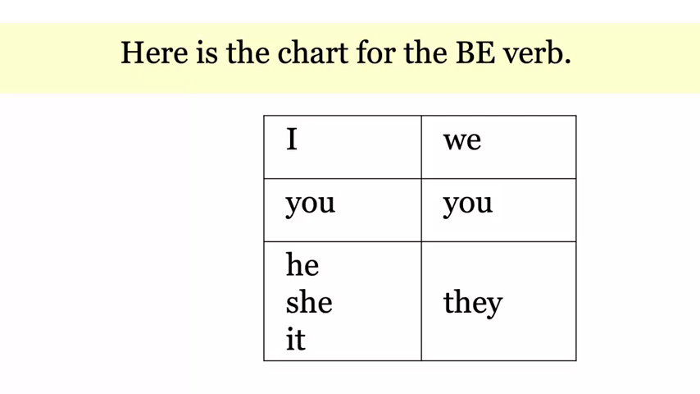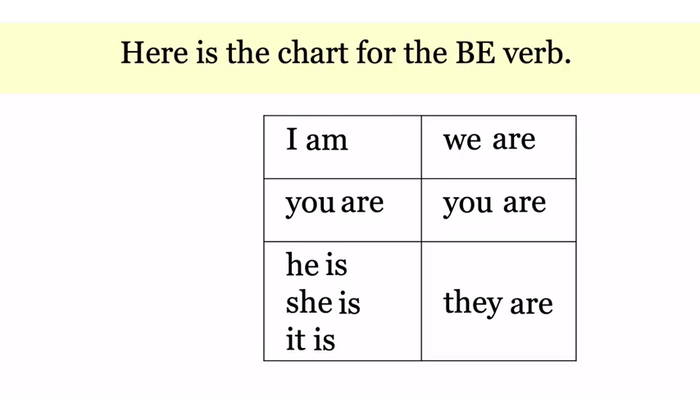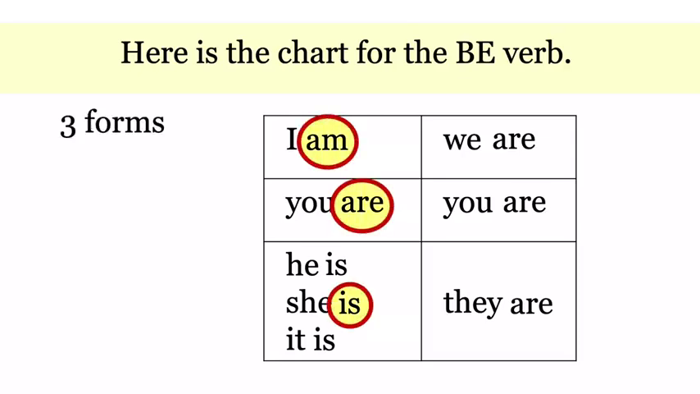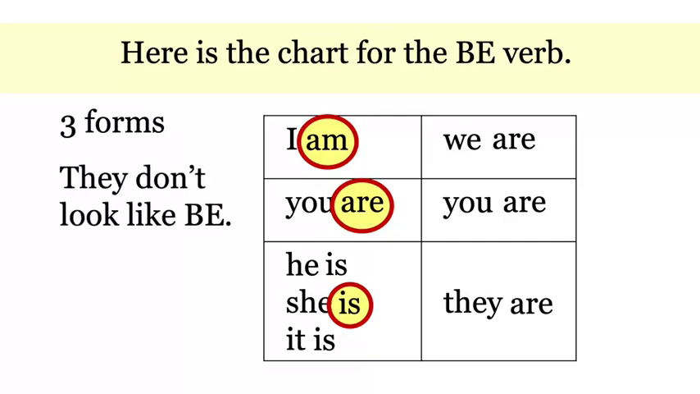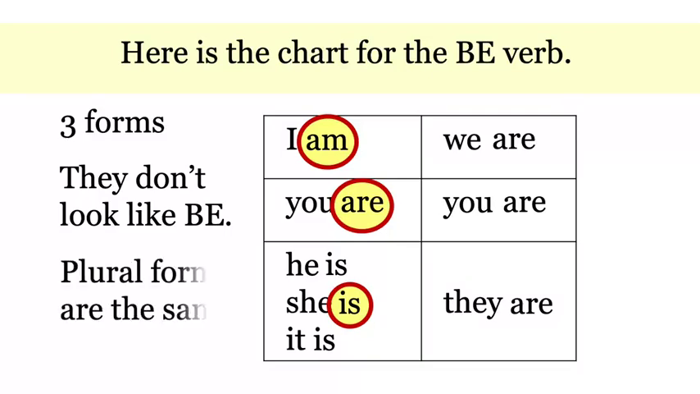Here's a chart with the pronouns, and here are the forms of the be verb. I am, you are, he is, she is, it is, we are, you are, and they are. You can see there are 3 forms of the be verb. Other verbs only have 2 forms, but be is always different. You can see that be is strange because none of these forms look like be. There's no letter B in any of them. Also notice that the plural forms are all the same word.